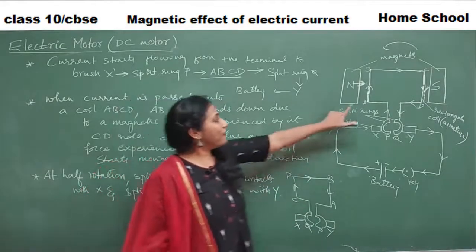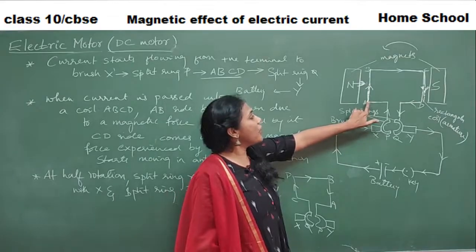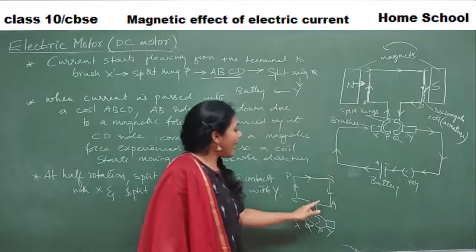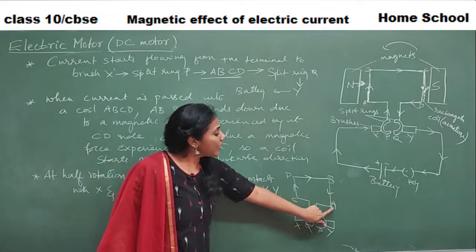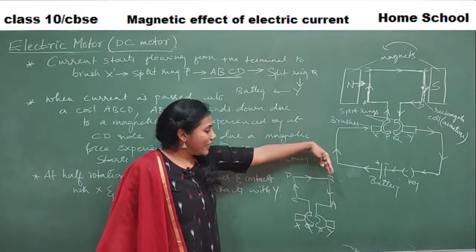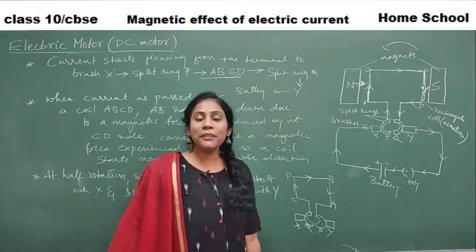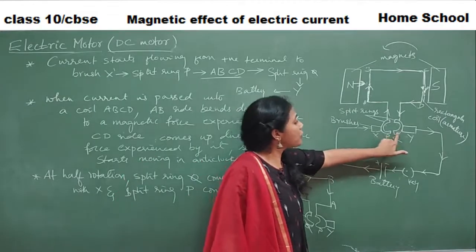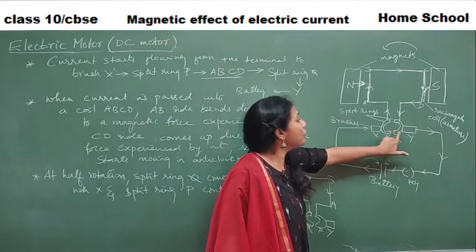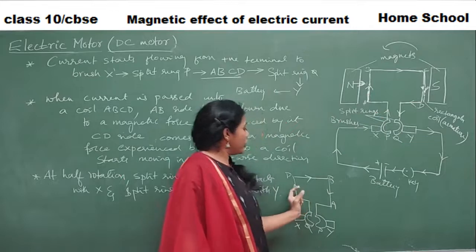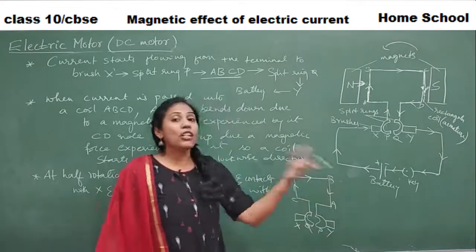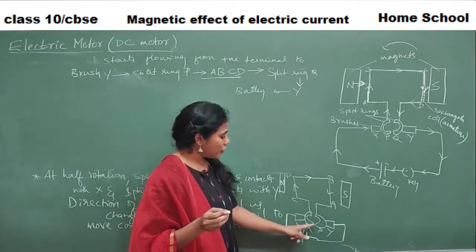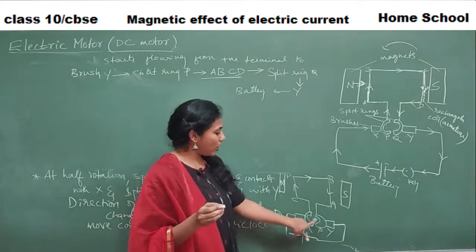Okay, you see in the previous case, what is the direction of current in AB side? Bottom to top. But now, what is the direction of current in the AB side? Direction is from top to bottom. Okay, by changing the positions of split rings P and Q, the direction of current in the coil also will change.